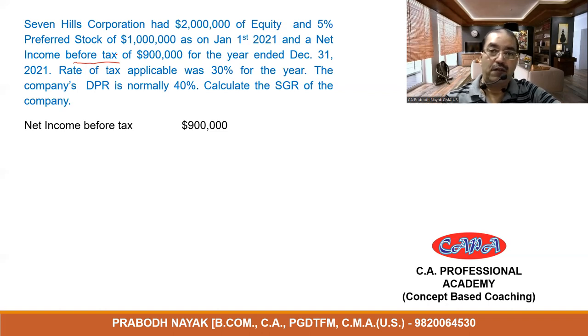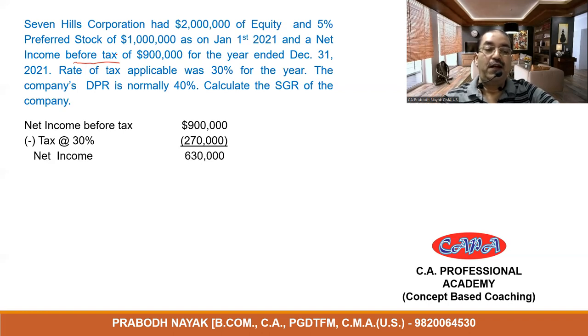Net income before tax $900,000 minus 30% tax, $270,000. Net profit after tax, net income, $630,000. But this net income is for all stakeholders, that is for common stock plus preferred stock. So what will I do first? I will pay preference dividend. What is preference dividend rate? 5%. What is the amount of preference capital? 1 million.